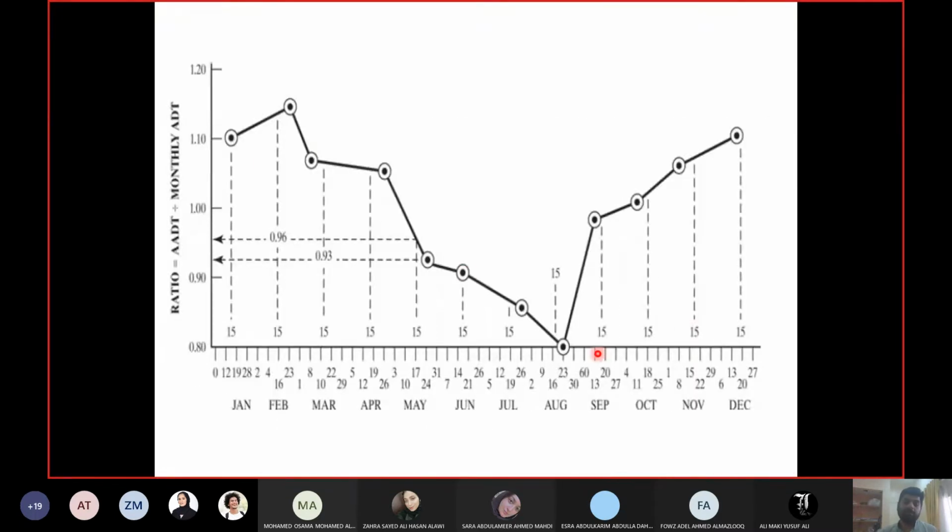So the lowest adjustment factor is in August. Now keep in mind, the least value on the y-axis is 0.8, so this is not 0. Adjustment factor cannot be 0, because 0 means what? No ADT, which is not possible. In the whole year, you don't have any traffic. Not possible. So August has the least adjustment factor and the highest traffic.